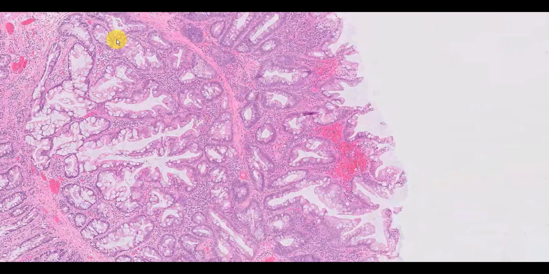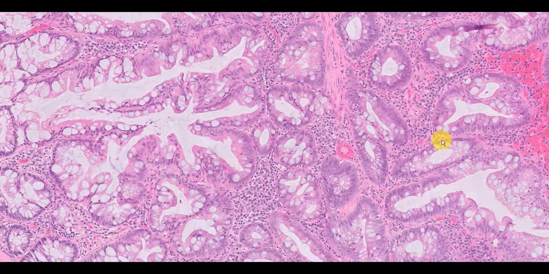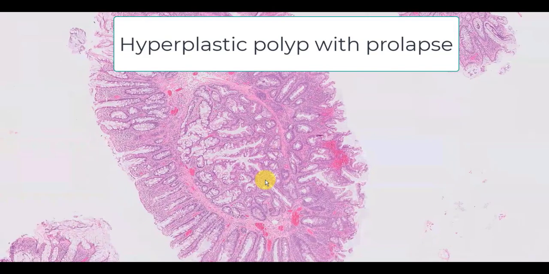Perhaps the easier part of this argument is, is this invasive carcinoma or is this prolapse? And if you look at this on higher power, the epithelium looks exactly like the epithelium on the surface. The architecture looks serrated. It's accompanied by lamina propria. So this is very clearly prolapse. So this is a hyperplastic polyp with prolapse type changes.